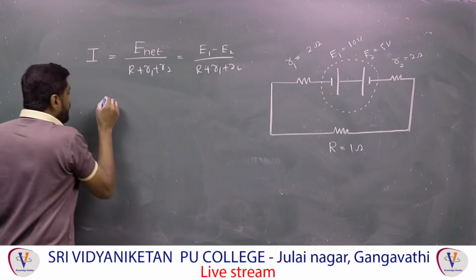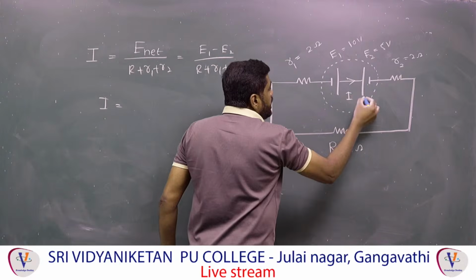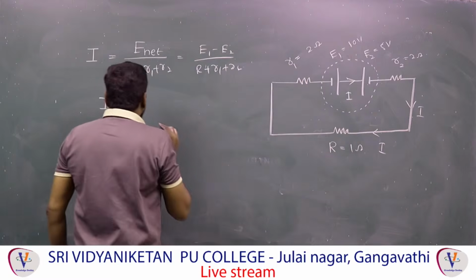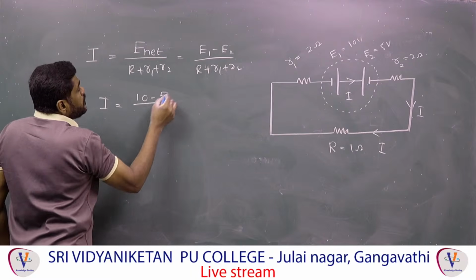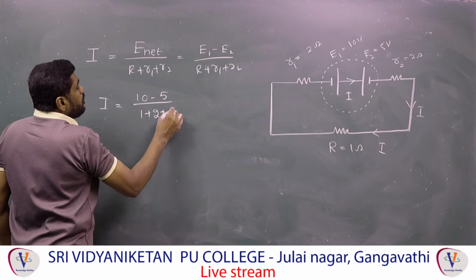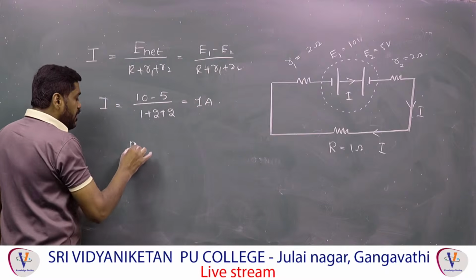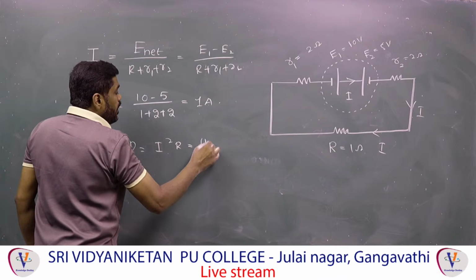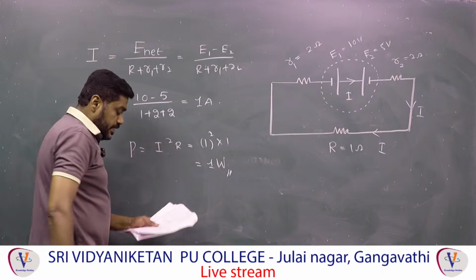The current through the circuit is coming in this direction, that current is I. So how much can you get? E1 minus E2, that is 10 minus 5, by R is equal to 1 plus 2 plus 2, that is equal to 1 ampere. Therefore the power formula: power is equal to I square into R, which is 1 square into 1, is equal to 1 watt. That is the answer.